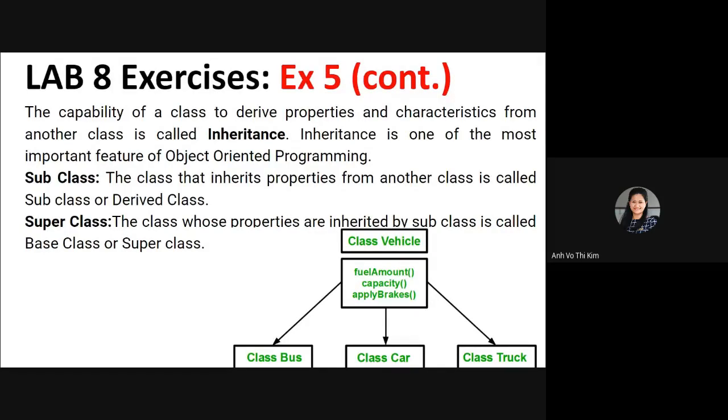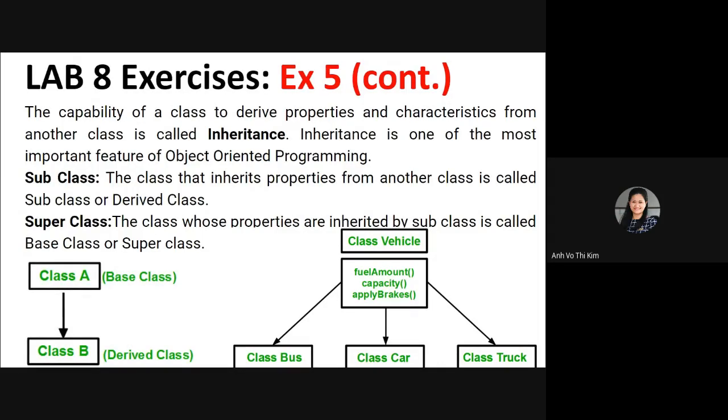For example, we define the class vehicle. From this class vehicle, we have some variables and also functions, like fuel amount, capacity, and apply brakes. If three other classes inherit from class vehicle, for example class bus, car, and truck, they will also inherit the functions and members from the superclass. Now we come to the inheritance characteristic of OOP features. Derived class, sometimes called child class or subclass, the same, right?